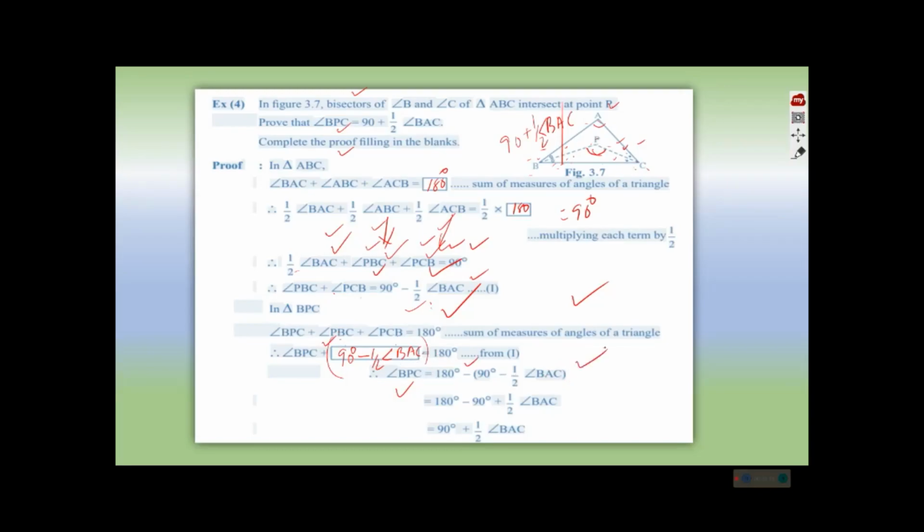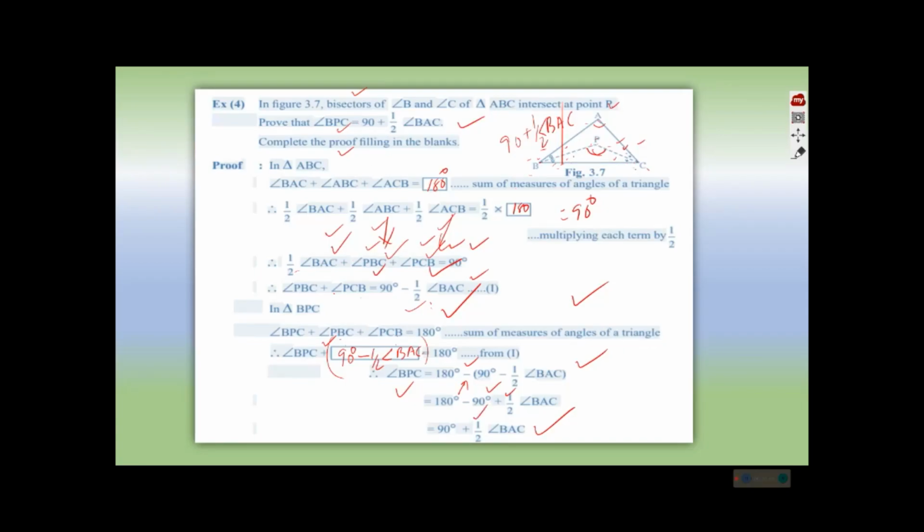इंटू ये हो गया. And if you look close by it, you can simply open the bracket 90 minus half of BAC. Here it is subtraction, so naturally this will become negative and this will become positive, and 90 plus half BAC. This is the theorem. What is this is a question. The question is saying that angle BPC is equal to 90 plus half of BAC.